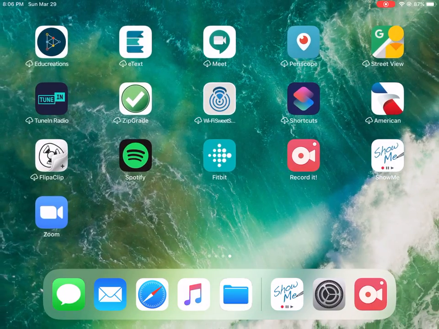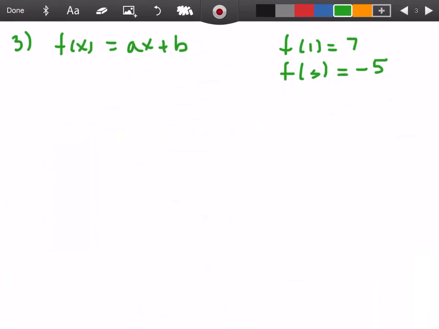Okay, let's look at number 3. All right, this is review set 2a. We've got a generic function f of x equals ax plus b, which means it's a line, because ax plus b is the same as mx plus b. So we know a is the slope and b is the y-intercept.